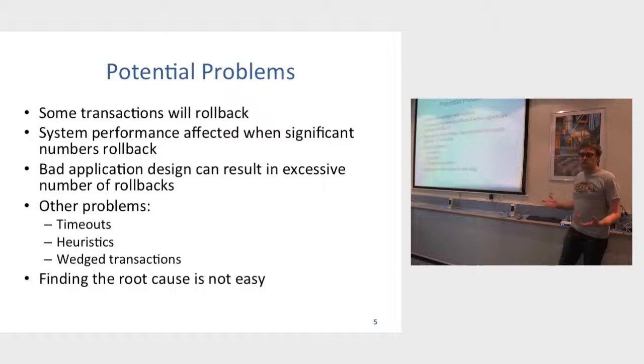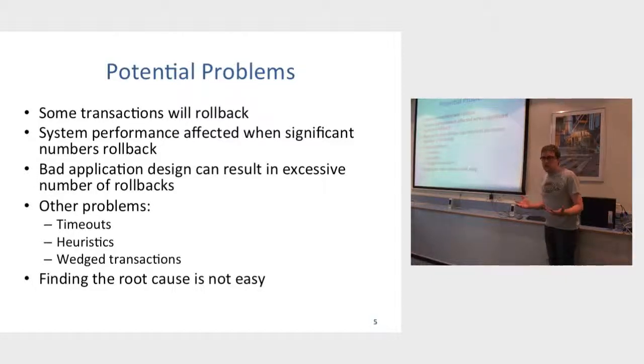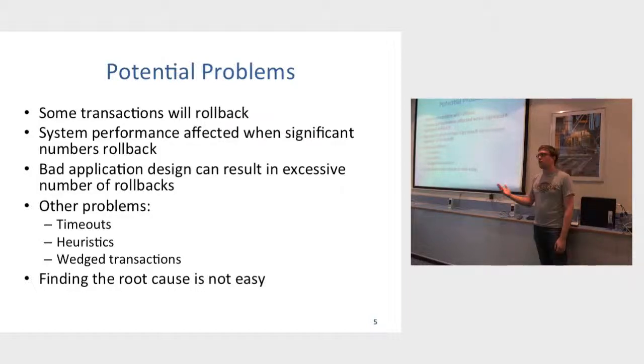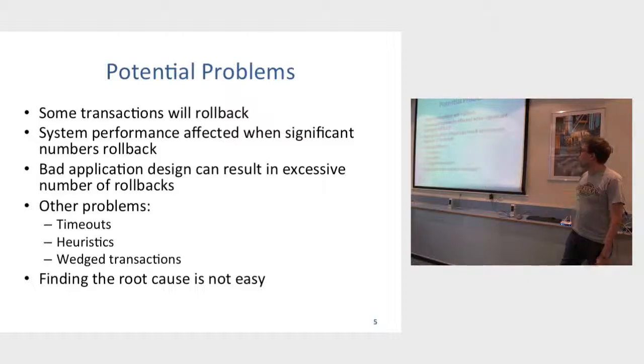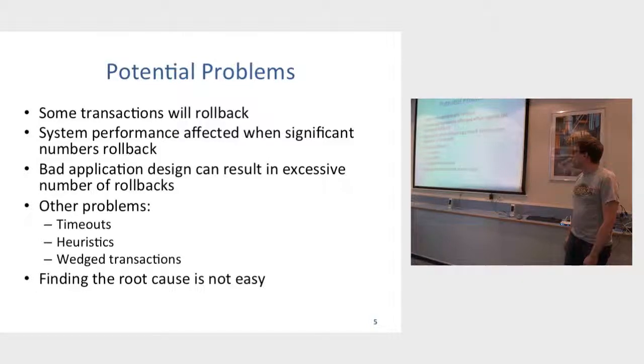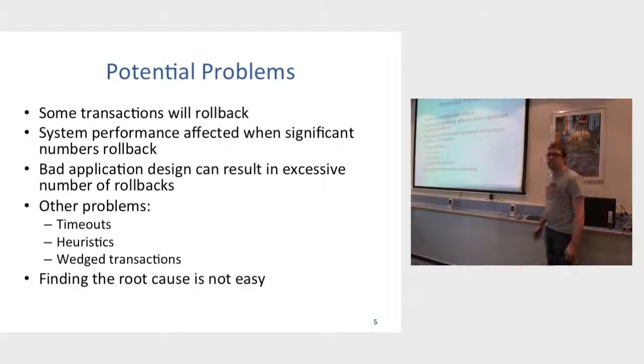Okay, so for using transactions, some potential problems. Obviously they provide these strong guarantees, but you can't say for certain that transactions are going to commit. If you find yourself in a situation where you're getting large numbers of transactions rolling back, it can affect your system performance significantly. This can be caused by, for example, bad application design. There's also a myriad of other problems you can wind up with: timeouts, heuristics, wedged transactions, the list goes on. I'm not going to specifically explain those. I'm going to pick a few of those examples later, and I'll go into them in a bit more detail. But in any case, finding the root cause of these problems is really not an easy undertaking.